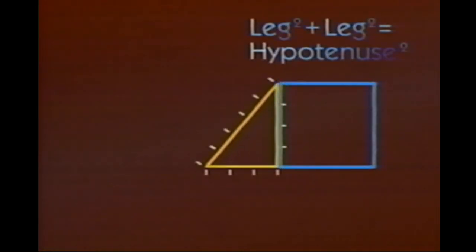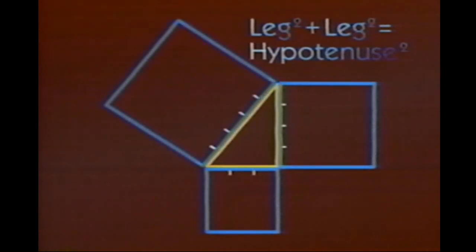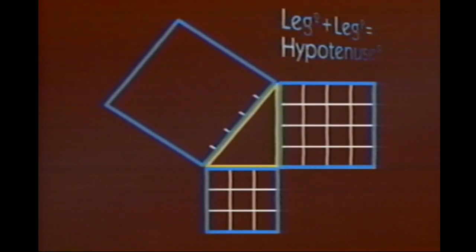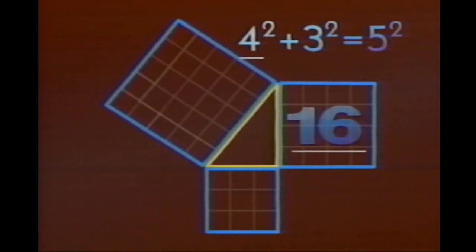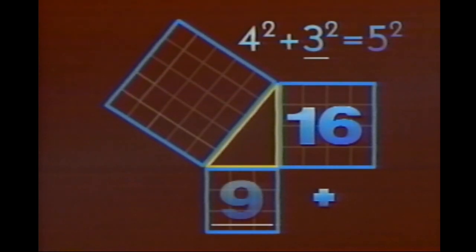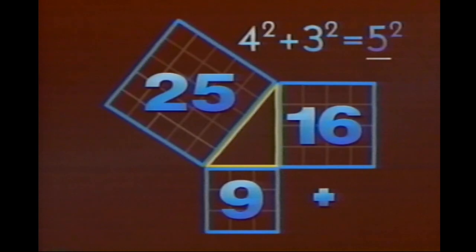Leg squared plus leg squared equals hypotenuse squared. Or, check it out. On the wall, 4 squared equals 16. On the ground, 3 squared equals 9. And 16 and 9 together equal the ladder, 5 squared, or 25.